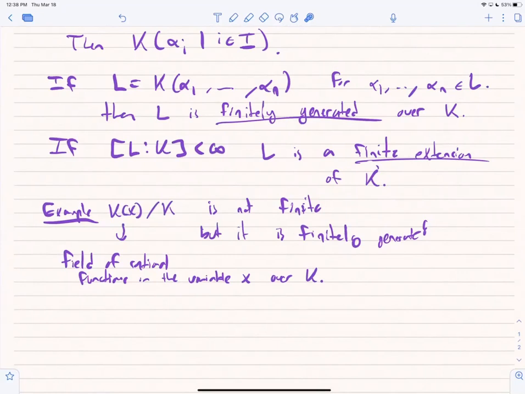But it turns out this is essentially the only thing that can go wrong. A finitely generated field extension that doesn't contain any transcendental elements will be a finite extension and vice versa. We'll make that precise in a moment.